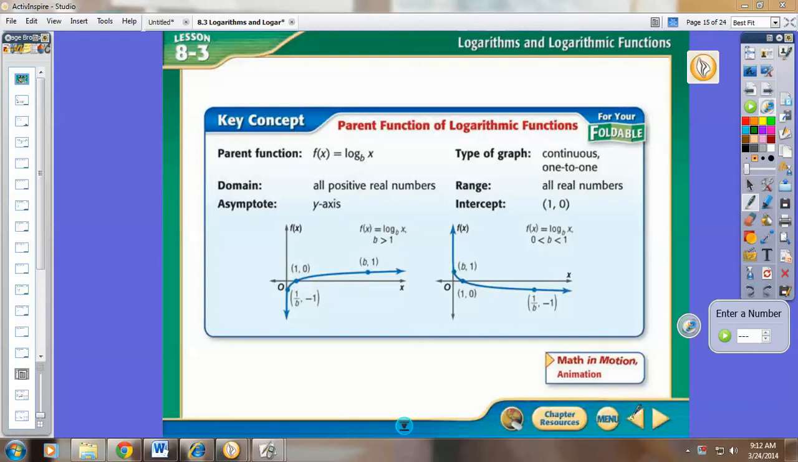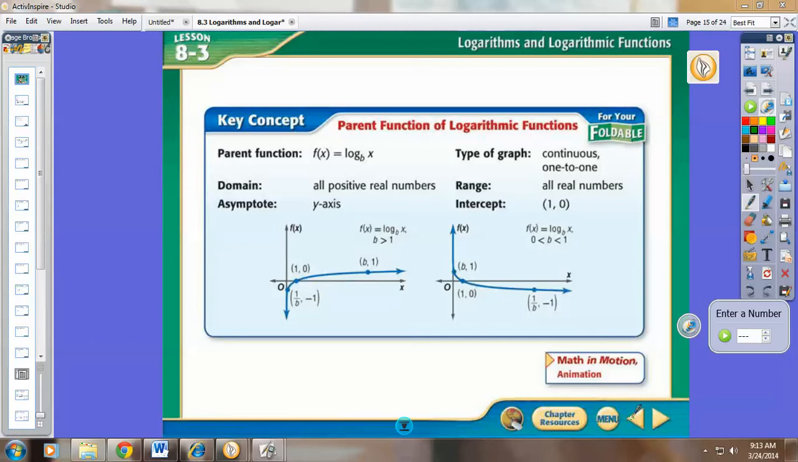This first slide is an example of what a logarithmic graph might look like. Remember when we graphed exponential functions? We had an asymptote, correct? Where was our asymptote located? Along the x-axis. When did that asymptote shift? If we were adding 1 or subtracting 1 from our function, correct? It shifted it up or down, and that caused your asymptote to change.